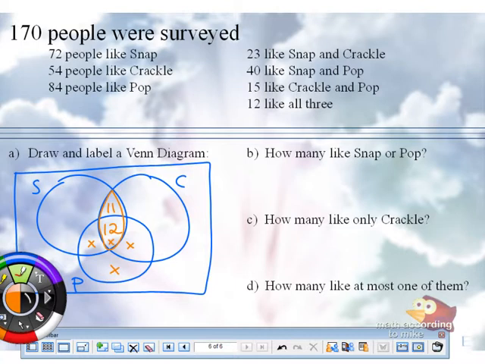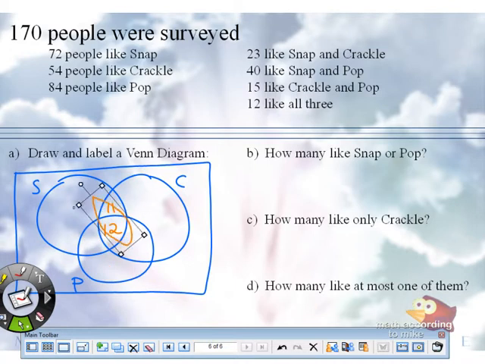Let's try the 40 that like Snap and Pop. Let me get rid of these. Rotate. Rotate some more. I said rotate, why aren't you listening to me?